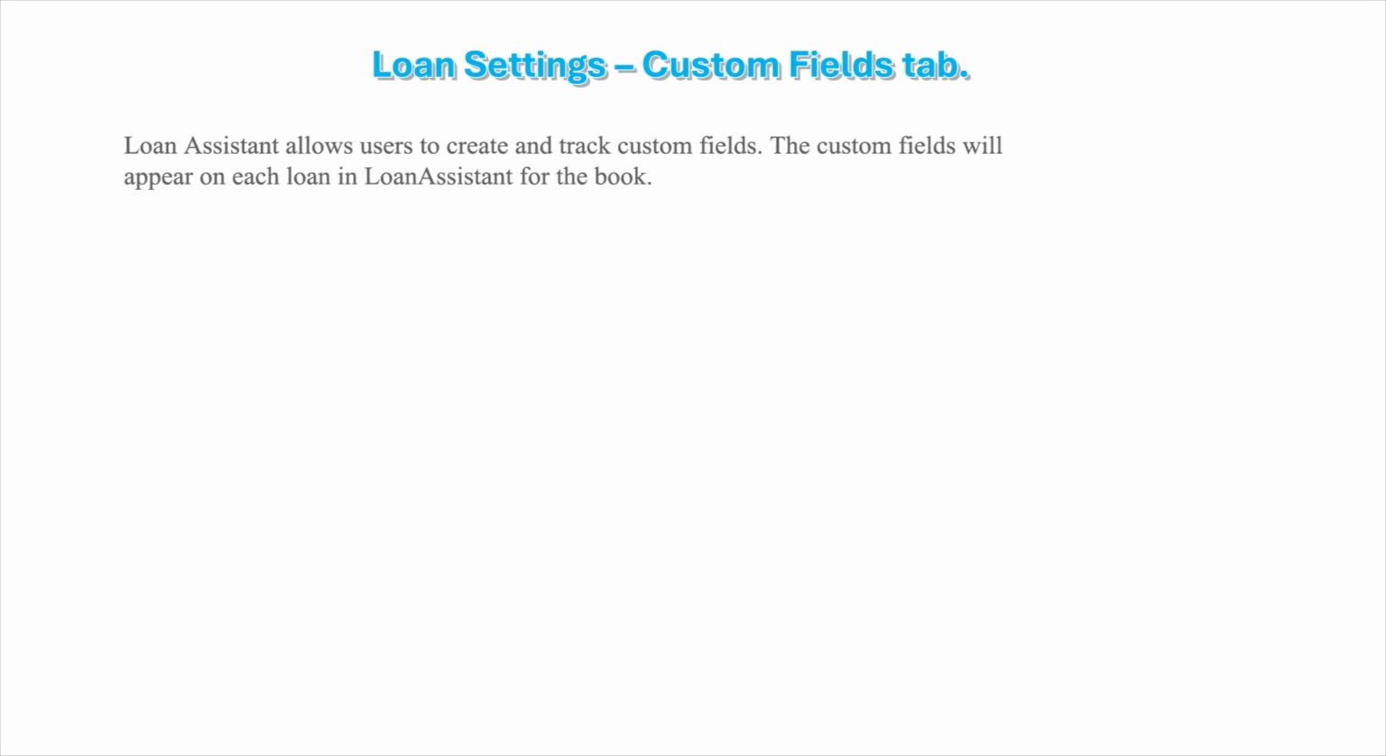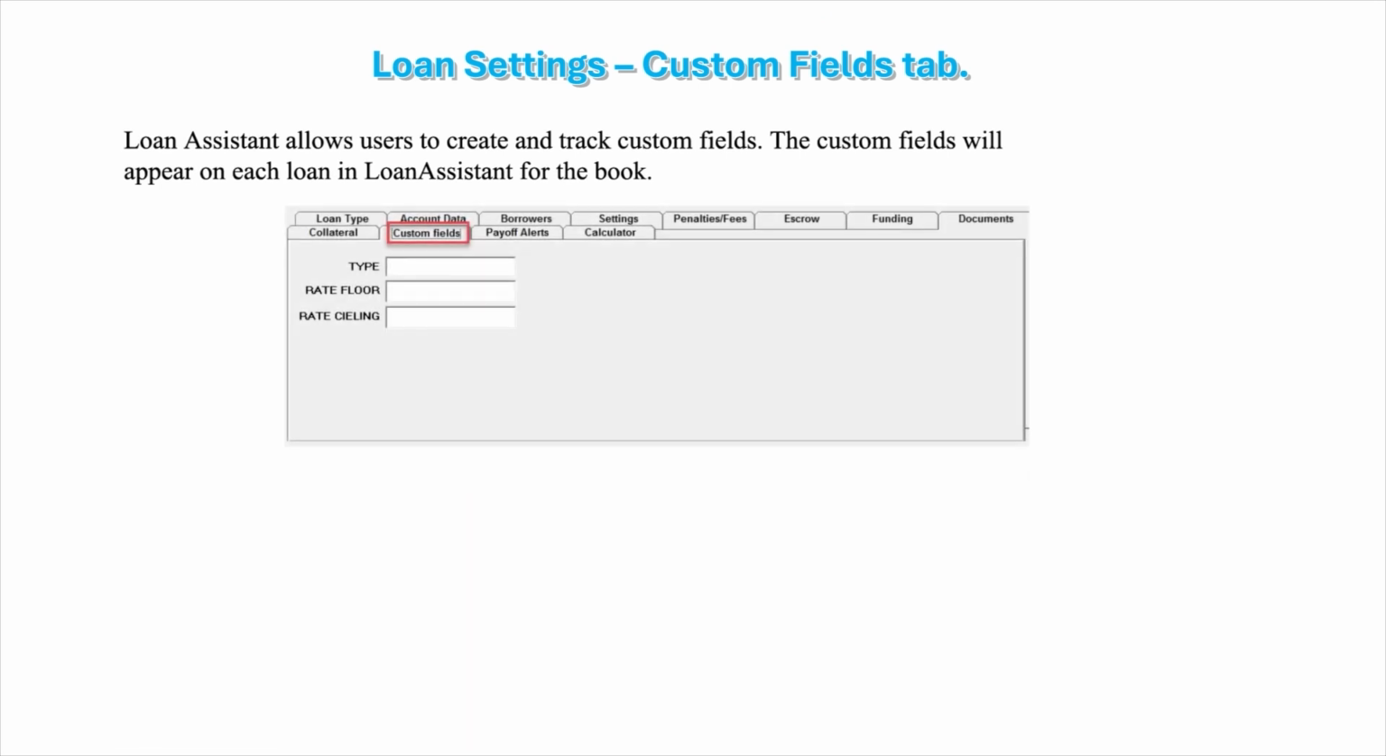Loan settings, Custom Fields tab. LoanAssistant allows users to create and track custom fields. The custom fields will appear on each loan in LoanAssistant for the book. To view and manage custom fields, use the top menu View, Custom Fields.